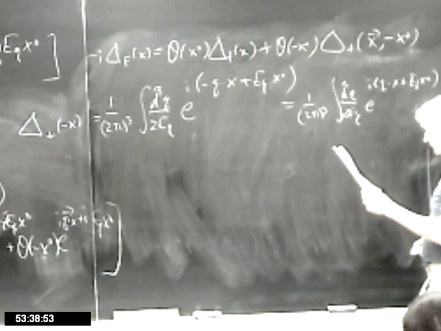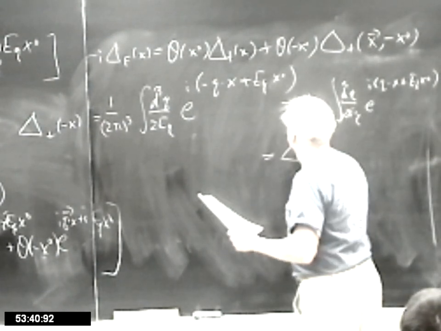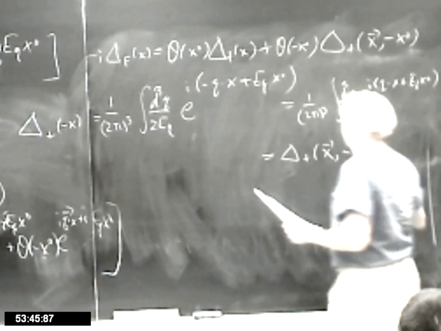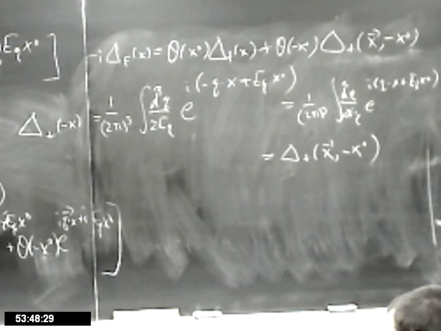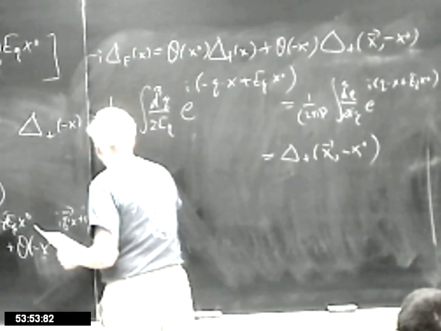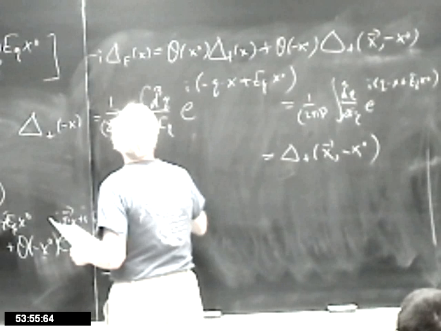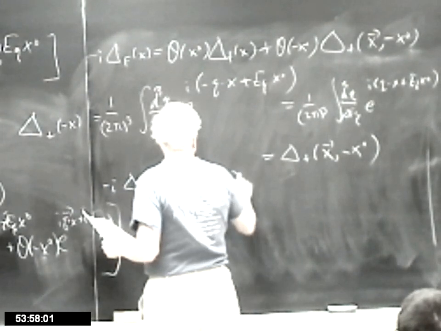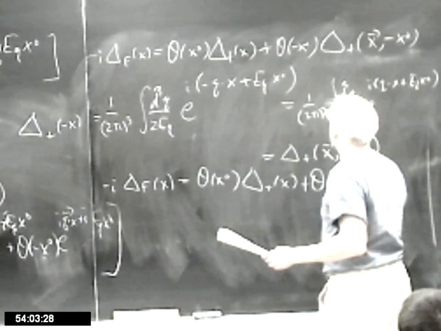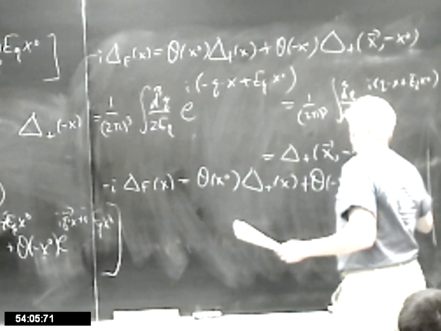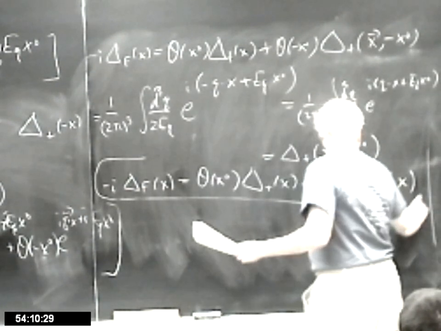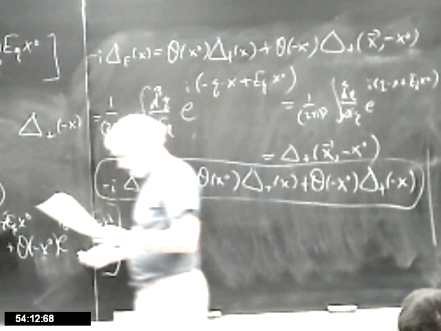All right. But this is the thing that we got a moment ago, namely delta plus of minus x. So in other words, this Feynman thing, minus I delta f of x, is theta of x0 delta plus of x plus theta of minus x0 delta plus of minus x. So that's an important relation.